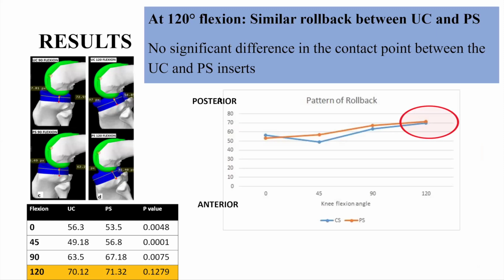So this was what we found at deep flexion of 120 degrees. At 120 degrees flexion, there was no difference between the rollback of the PS inserts and the ultra congruent or the CS inserts, as it is called in Stryker. I've shown the p-values here. It was not significant, and the graph itself shows the curves were very close to each other. The blue is the CS or ultra congruent insert, and the orange is the PS.